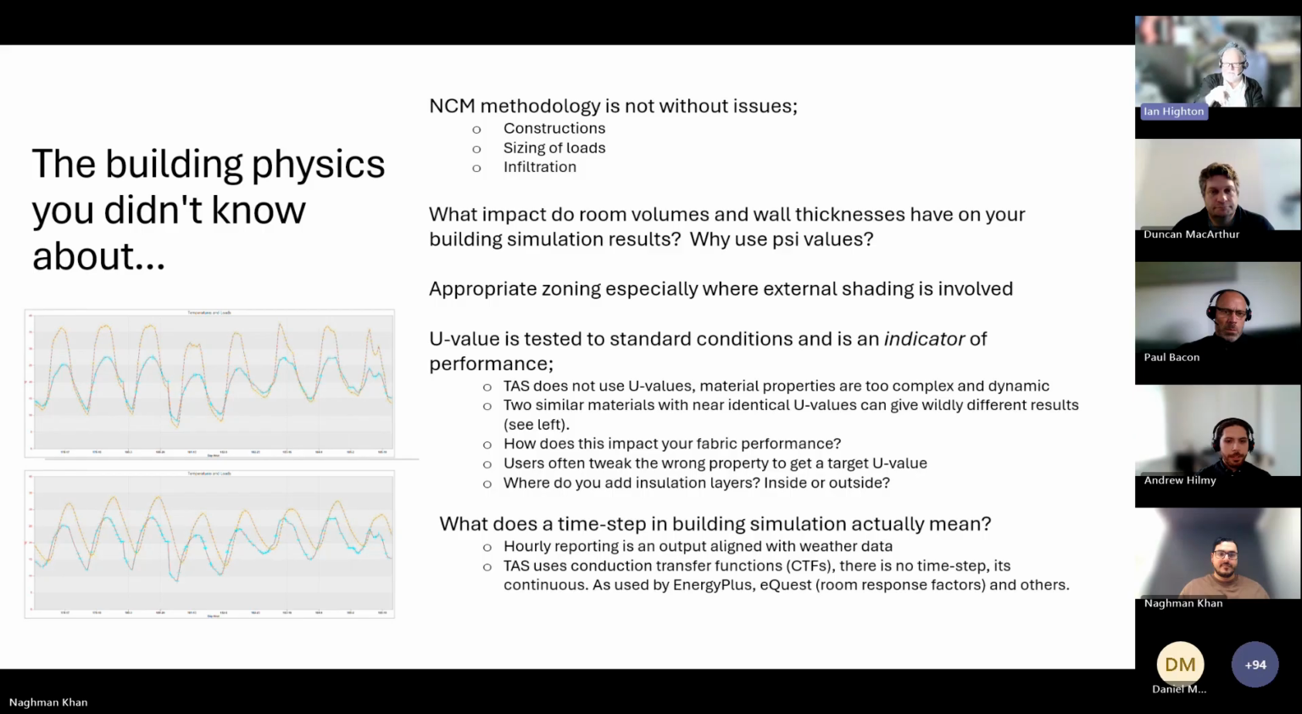So it's important to get the layers of materials in that construction correct, because just matching to a U value, you can get the right answer for the wrong reasons, and that will change your results really massively.